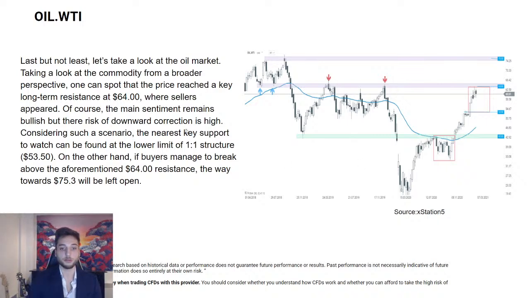On the other hand, if buyers manage to break the aforementioned $64 resistance, the way towards 75.3 will be left open, because as you can see, there are 1, 2 potential resistance points, and then after that you have to go to the high from 2018 to find the next one. Around here could be considered as well, but really this is the main one, as it would be the long term. This area in general could be considered the long-term resistance.